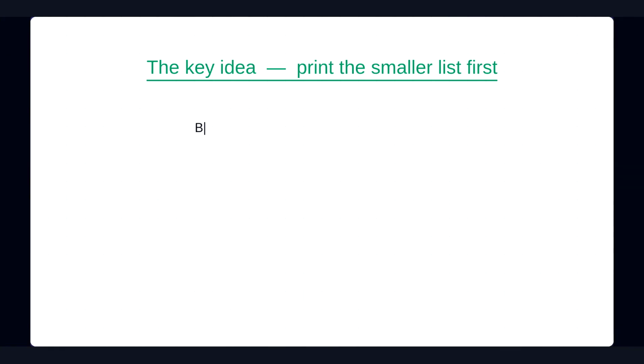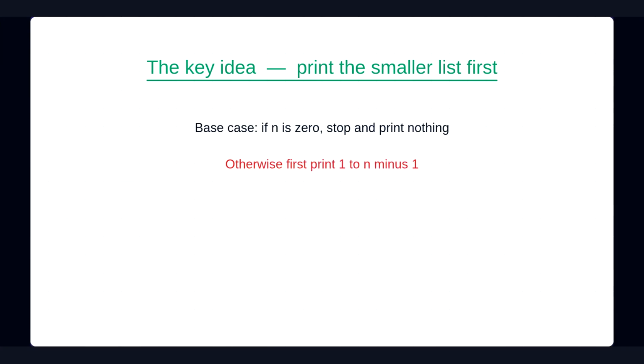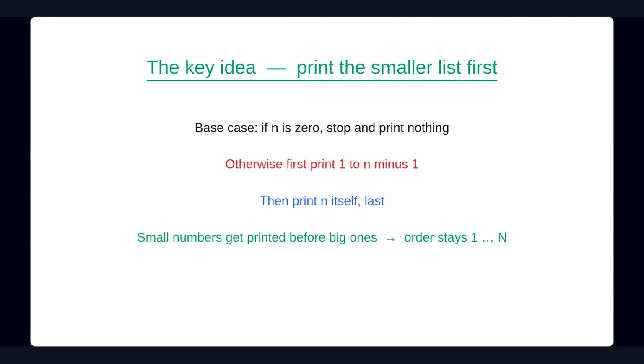The trick is to trust the function to solve a smaller version of the problem. To print 1 up to n, first ask the same function to print 1 up to n minus 1, and only after that finishes, print n. So the call for n waits, the call for n minus 1 waits, all the way down until n reaches 0. That is our base case, where we simply do nothing and return. Then the calls finish in reverse, printing 1, then 2, and so on up to n. It terminates because every call passes a smaller number, so we always march down towards 0.